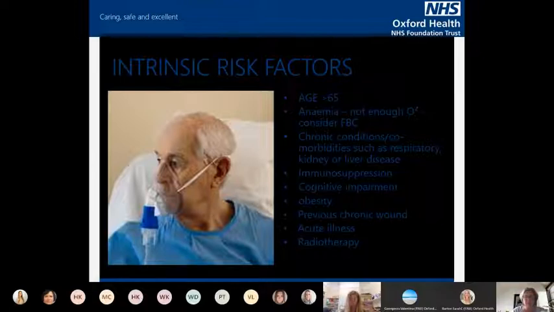Immunosuppression, quite clearly, whether that's through an illness or through drugs. If you haven't got a good immune system, you're not going to be fighting infection, and we all know that bacteria love wounds and they delay healing. Cognitive impairment: if you don't understand what's going on, you're less likely to be able to concord. You might be taking your dressings off, you might not be sleeping in bed at night, and the like. Having had a previous chronic wound puts you at risk of another wound and it not healing properly. Acute illness: if you're pyrexial, you've got something else going on, your body's trying to heal that. It doesn't have the resources to heal a wound. And radiotherapy, quite a nasty thing, can prevent wounds from healing too.